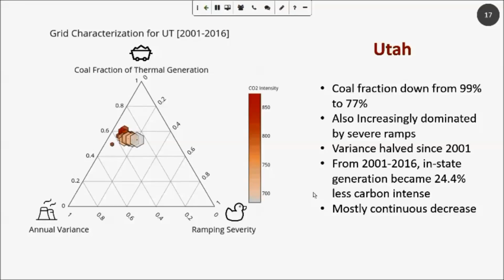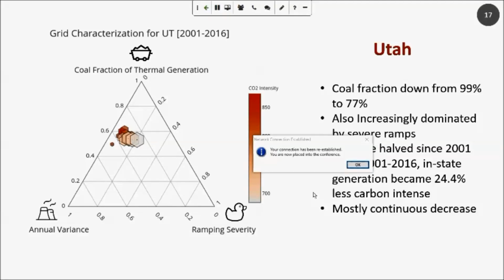So let's look at another example. Utah is also characteristic of the same pattern, where the earlier years are both more carbon intense and more dominated by coal fractional thermal generation and annual variance. And then as we step forward through time, we get closer and closer to the ramping severity section.